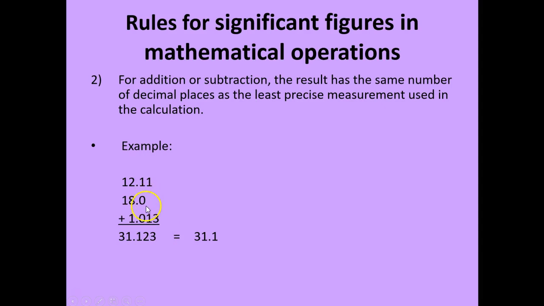But because I don't know anything past the 0, the first decimal place here on this 18.0, these numbers are kind of meaningless because there could be something out here, we just don't know what it is. And so trying to say that the 2 and the 3 are now significant when we don't know what is beyond the 0 here, we can't do that. So we're going to round it to the first decimal place because this number only has 1 decimal place, and our answer is going to be reported as 31.1.